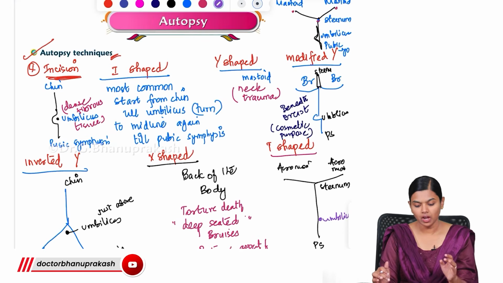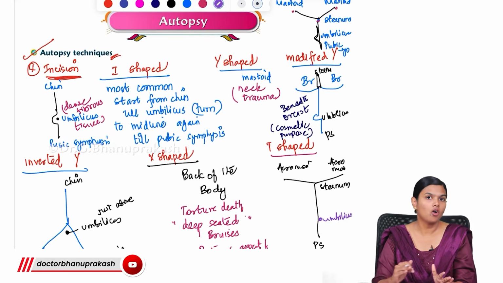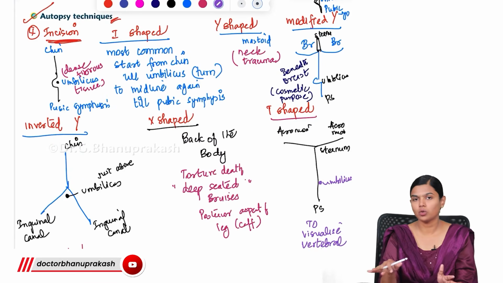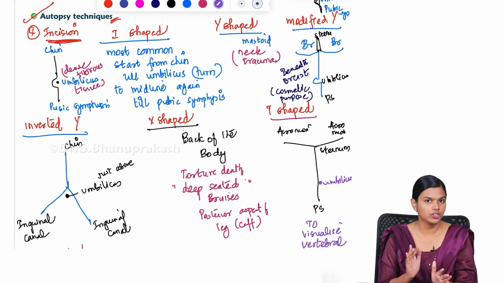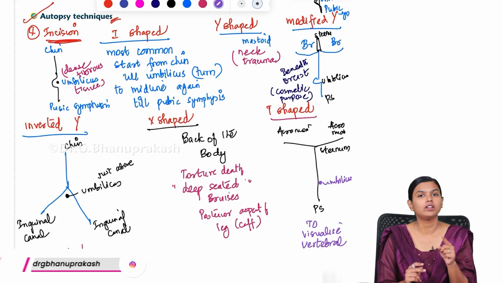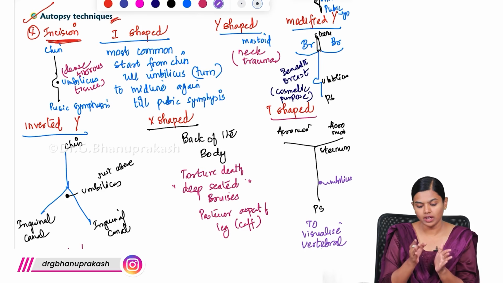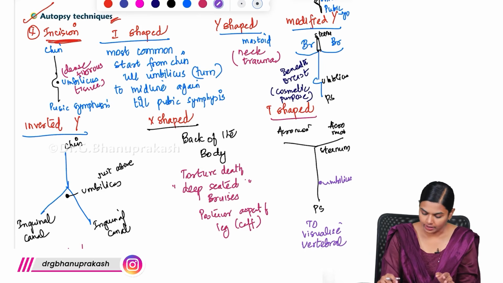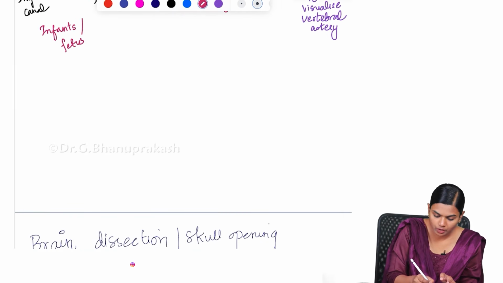So these are the commonest incision types that are used in autopsy. All autopsies will use at least one of these incisions, and the most commonly used incision is your I-shaped incision. What we have to know is where it is starting and what is the use of that incision. That thing we have to know. So this is your incision technique. And next what we have is organ removal technique.